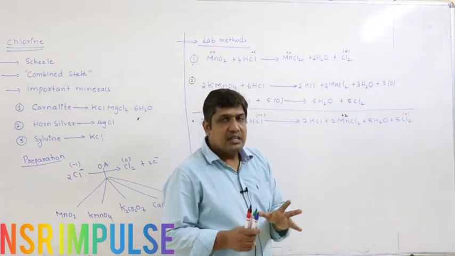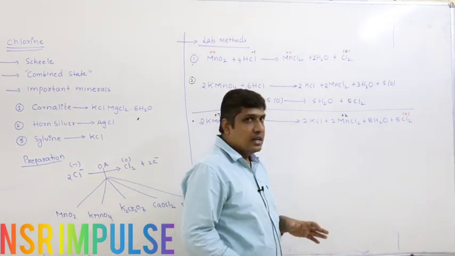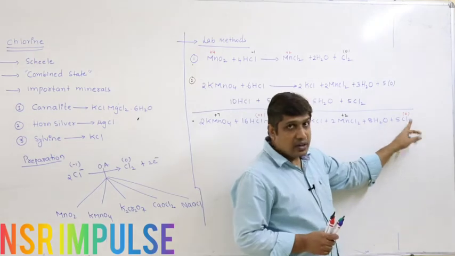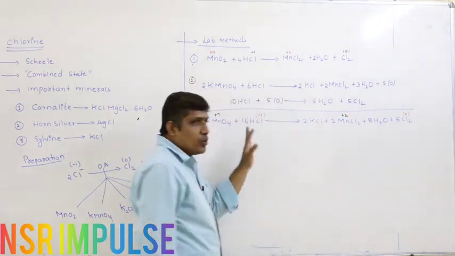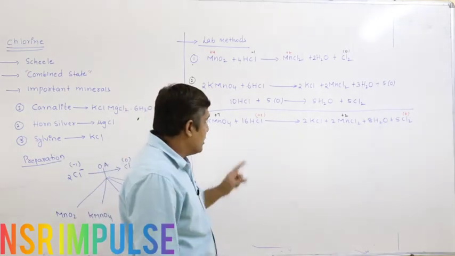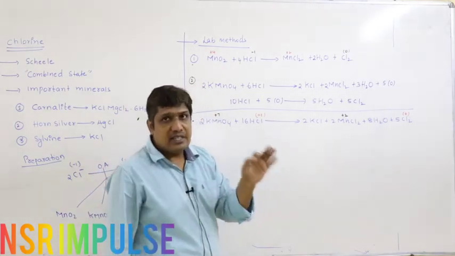Out of 16, 6 chloride ions remain as such. That means 10 chloride ions must have been oxidized. 5 into 2, 10 chlorine. So out of 16 chloride ions, 10 are converted into chlorines, right? Whereas 6 chloride ions remain as such.